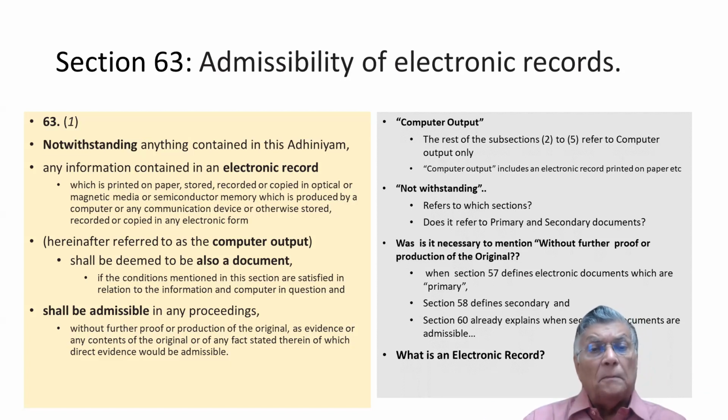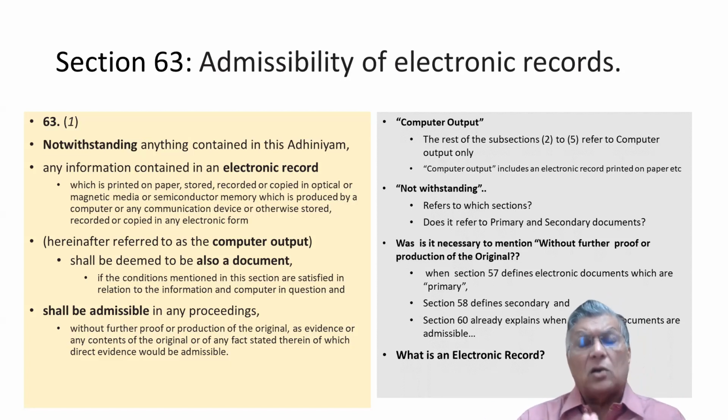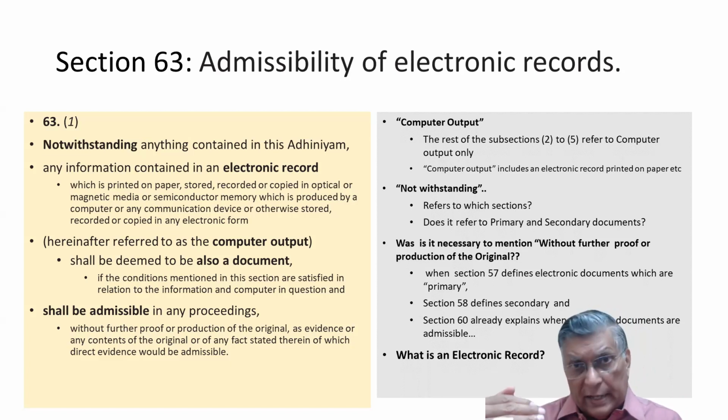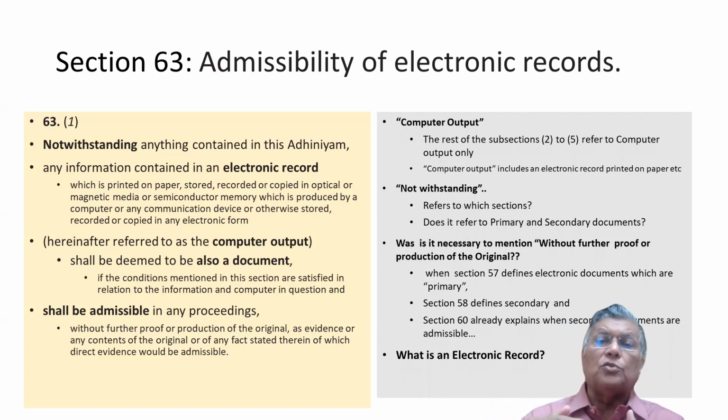Now, this computer output can be in any of these forms. Which means that information which is contained in an electronic record in any of these forms can be called computer output, and for further Section 63 subsections 2, 3, 4, 5, the Act is going to speak about this computer output.